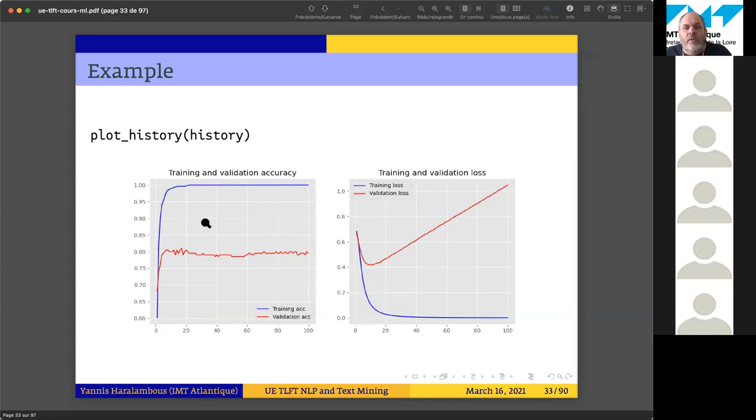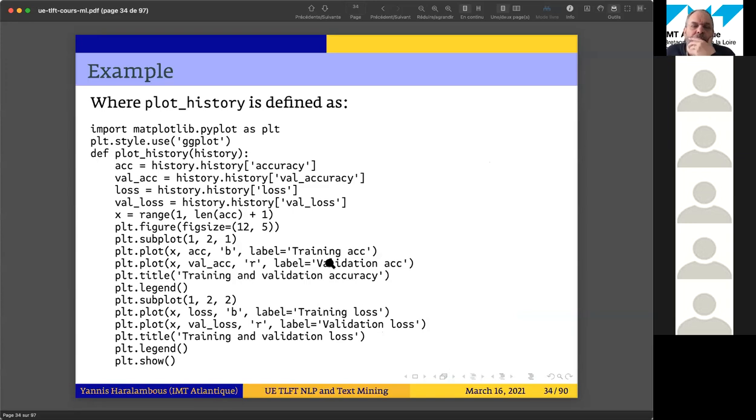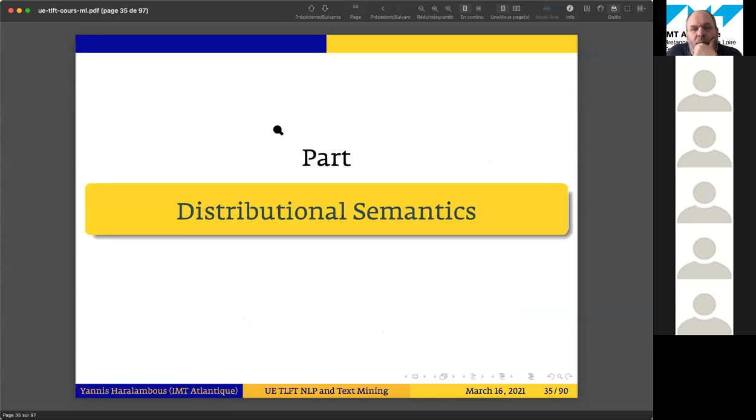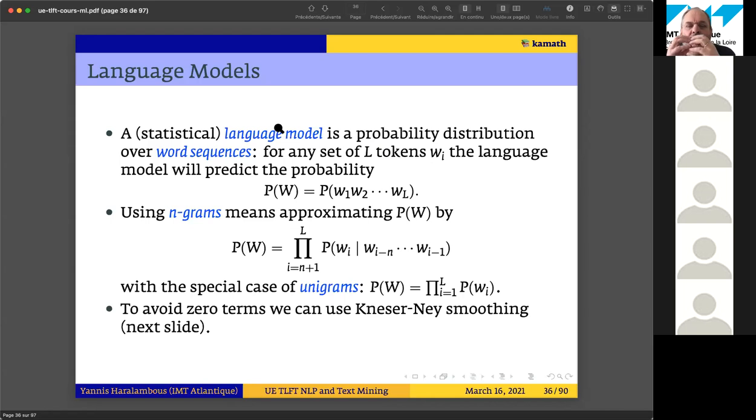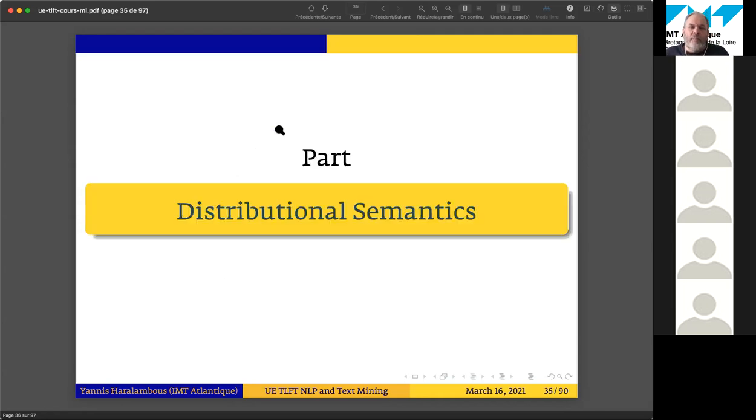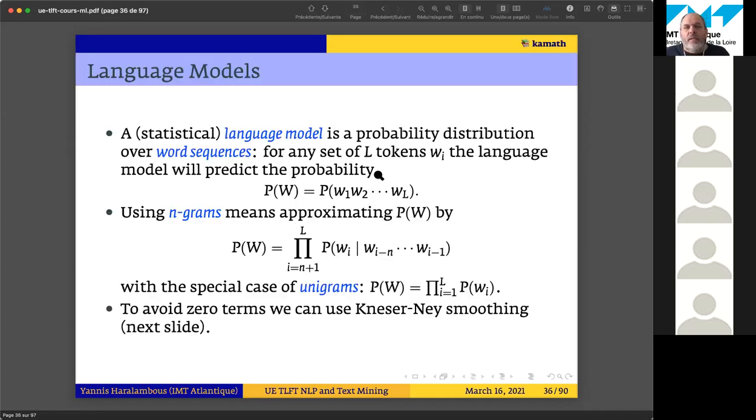So this is not specific to text. It's what you get in any neural network. Now, it becomes a bit more specific to text when we delve into distributional semantics. So, distributional semantics is another way of viewing semantics, which is to consider a probabilistic setting in which the meaning of each word depends on the meaning of the surrounding words.